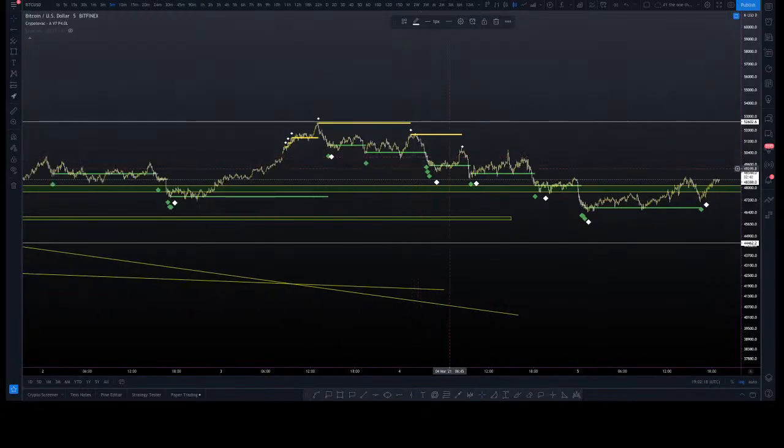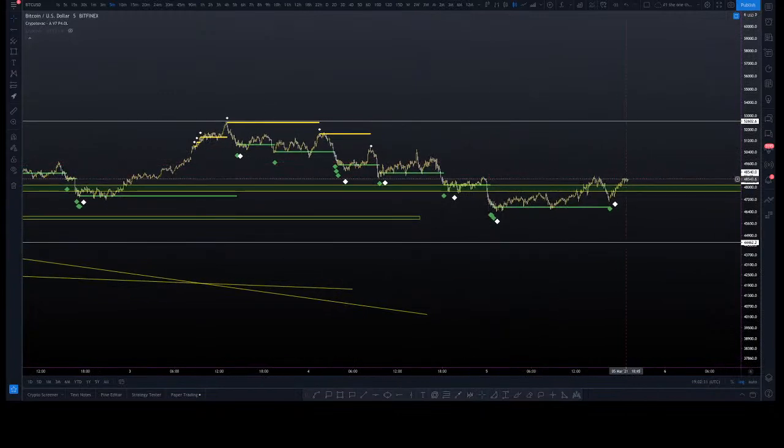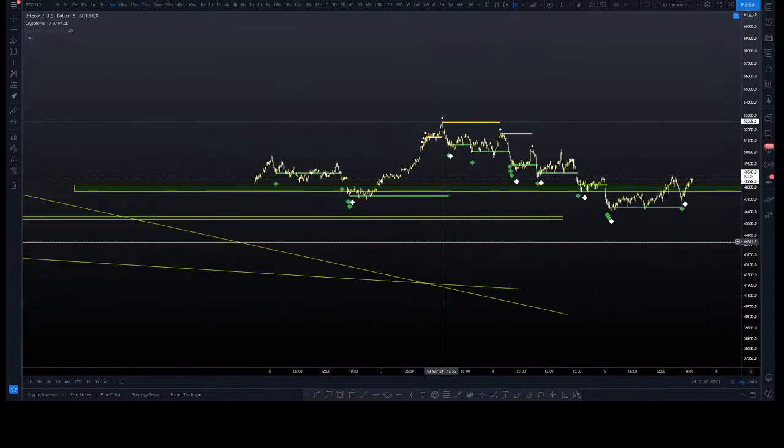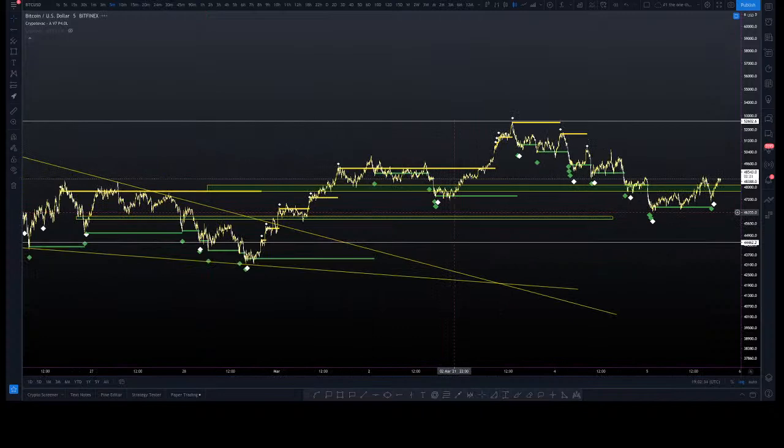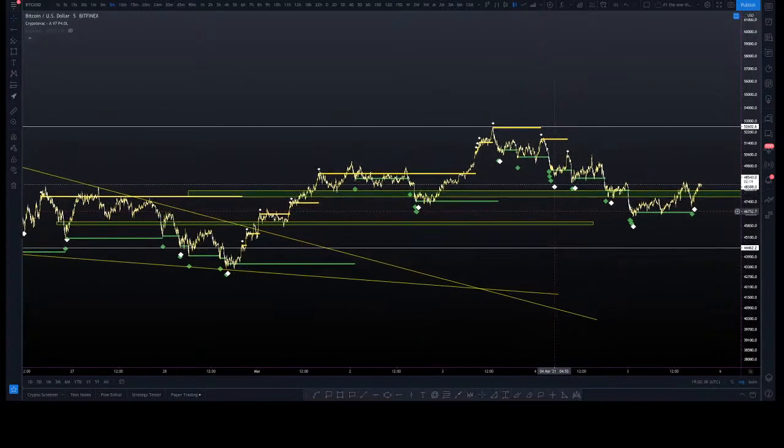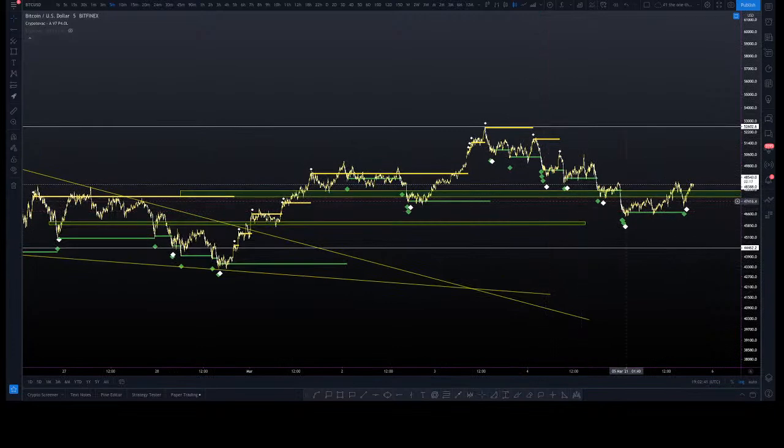So if you're in a price area where there's no lines, just go into the smaller time frames and find the lines by looking left. Draw yourself a box. They're very useful. They're very significant, and they work very well.